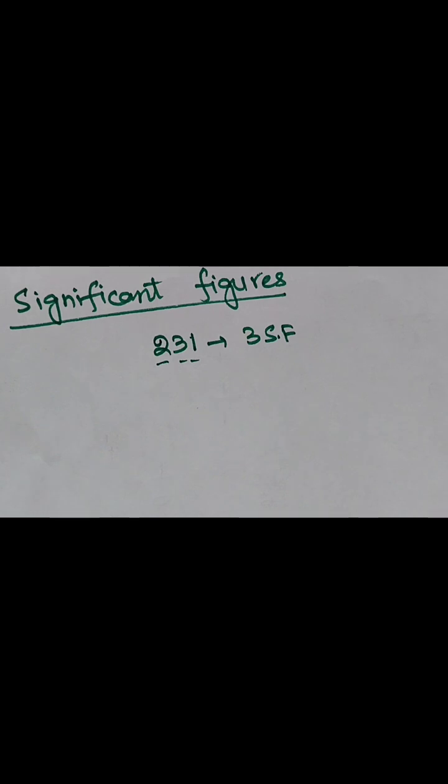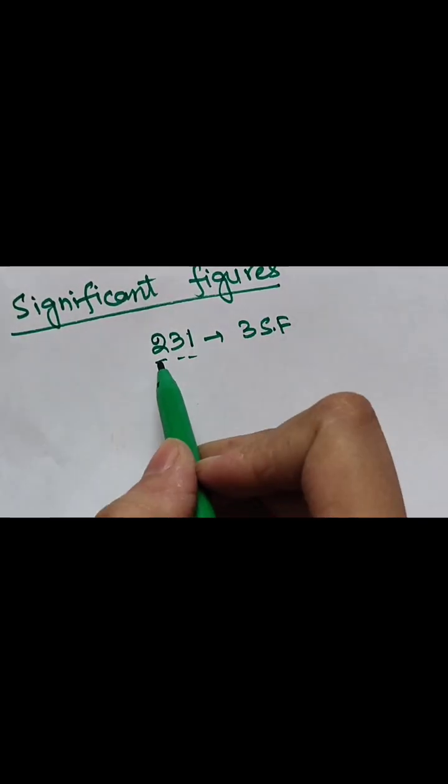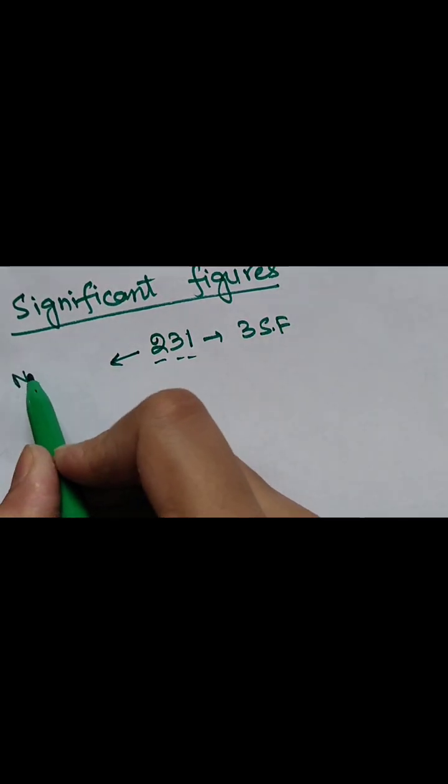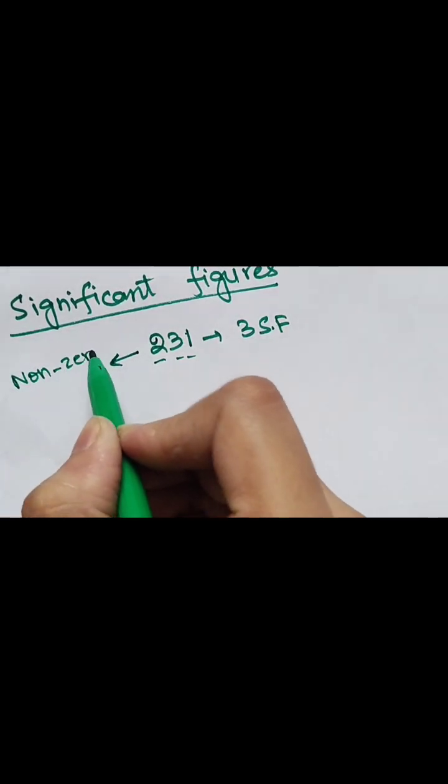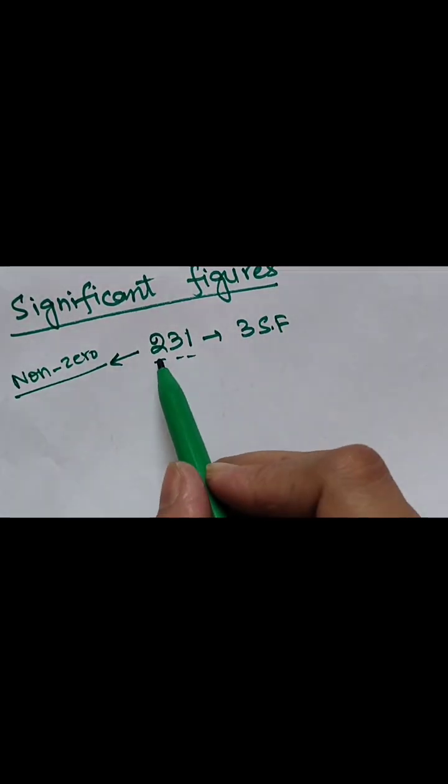Rule number 1 is all non-zero digits are significant. So these are all non-zero digits. There is no zero, so I know there are 3 significant figures. This is your rule number 1. All non-zero digits are significant.